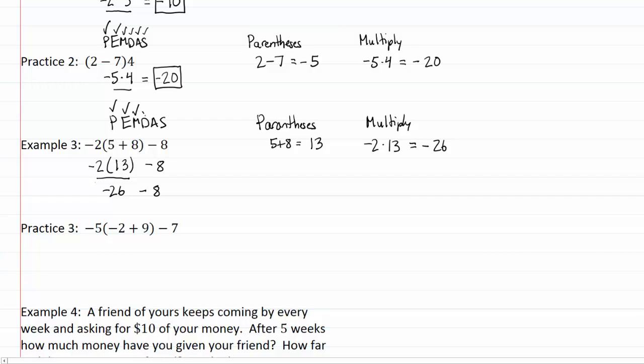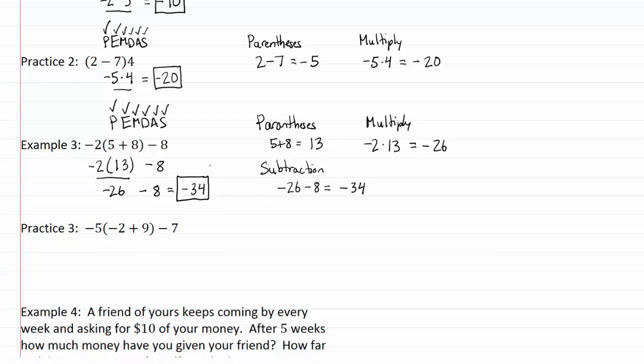So we've done multiplication, we don't have any division, so now we have to look for addition and subtraction. Well, we don't have any addition, but I do have a subtraction problem. So now I've got to do subtraction. Negative 26 minus 8. Now these are both negative, so I'm going to end up really negative. 26 and 8 gets me 34, so I'm going to end up all the way over at negative 34 when I finish this one. 2 negatives when I'm subtracting just get me further negative. So my final answer there is negative 34.